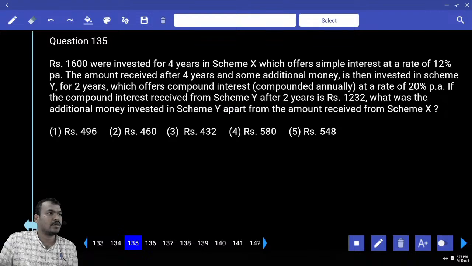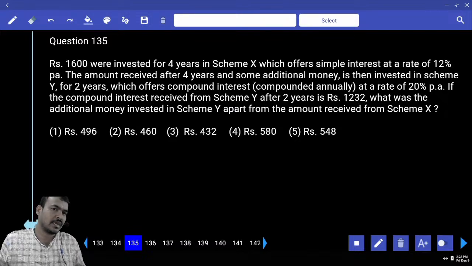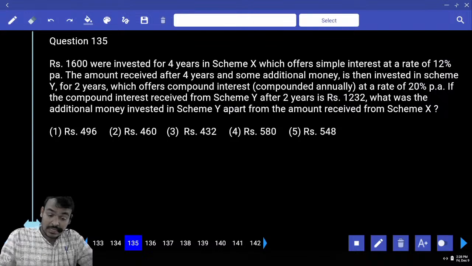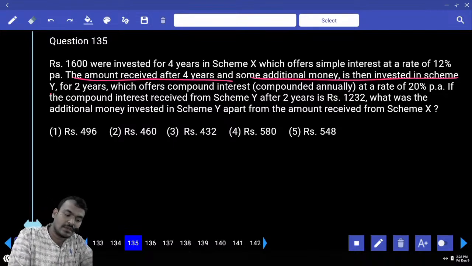Which offers compound interest compounded annually at the rate of 20% per annum. If the compound interest received from scheme Y after 2 years is 1232, what was the additional money invested in scheme Y apart from the amount received from scheme X? The amount received after 4 years and some additional money is then invested in scheme Y, or not?